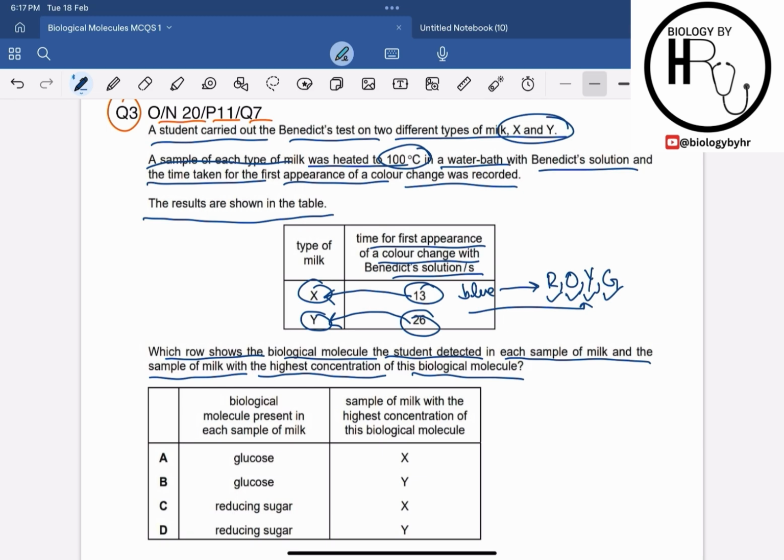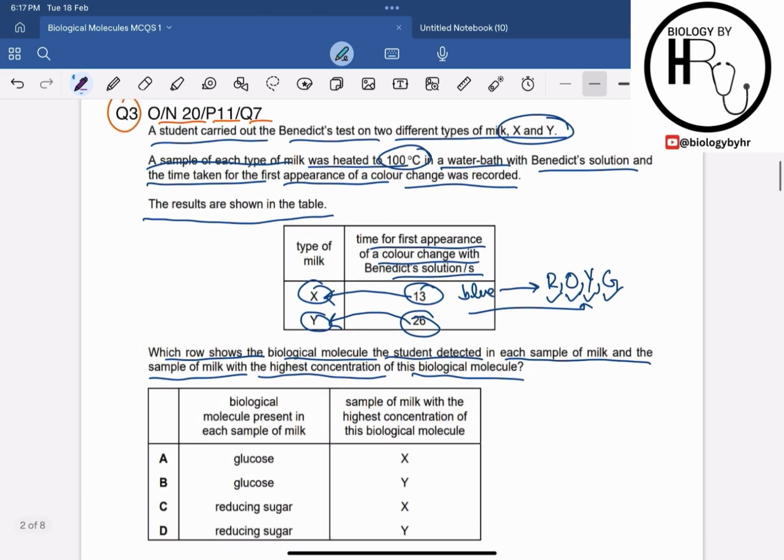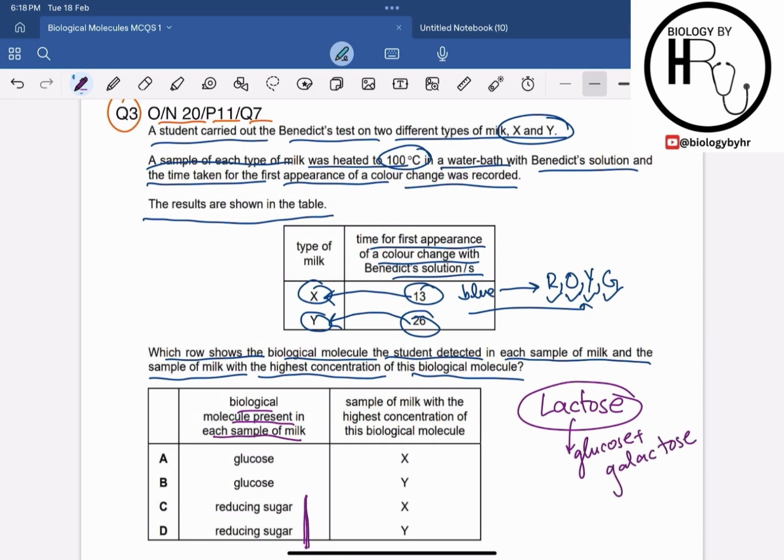Now we know that the reducing sugar which is present in the milk is known as the lactose, which is a disaccharide. So it's better that we write the reducing sugar in our answer, as the biological molecule present in each sample of the milk. We consider the option for the reducing sugar because lactose is a very commonly said reducing sugar which is present in the milk. No doubt that lactose is a disaccharide and lactose is made up of glucose and galactose, right? But over here we will consider the reducing sugar as more appropriate.